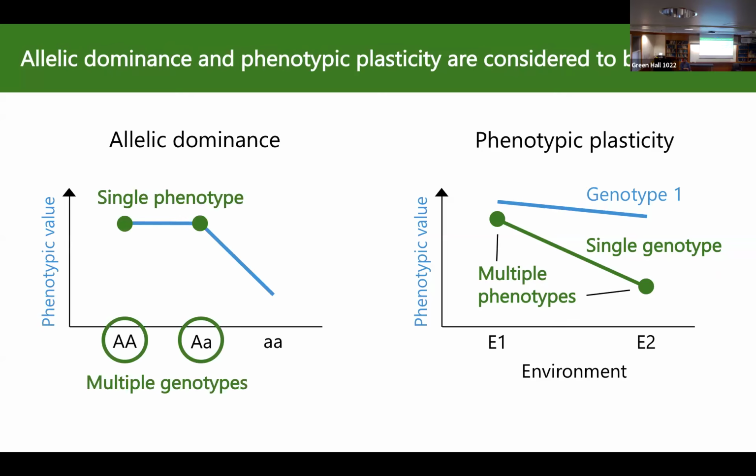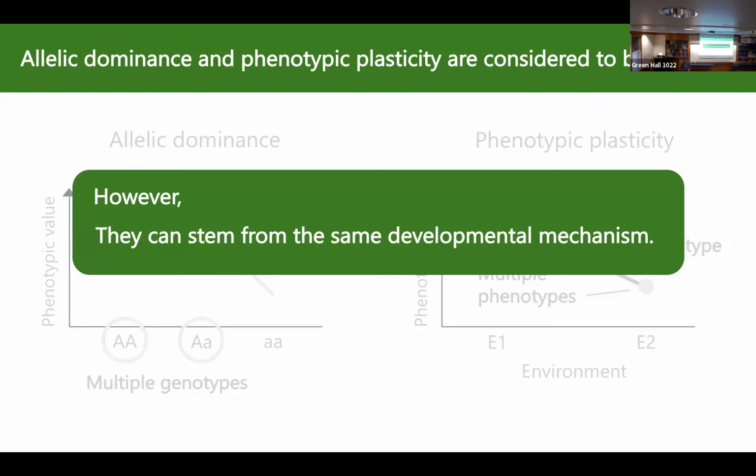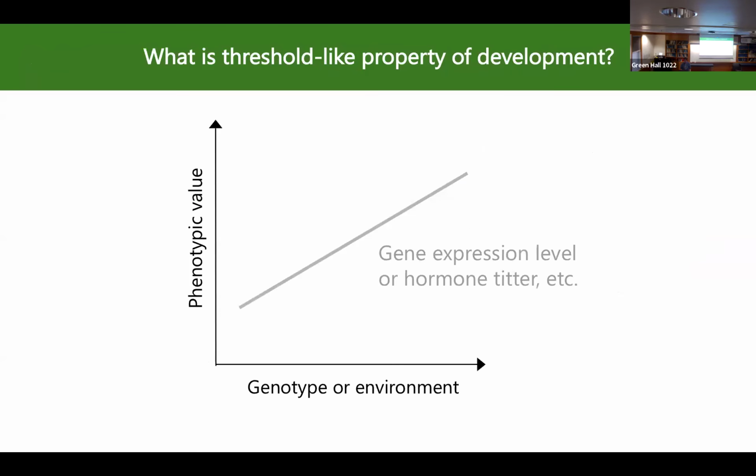And when allelic dominance and phenotypic plasticity are compared, the relationship between the genotype and the phenotype sounds like a reversed relationship, because for allelic dominance, multiple genotypes can create a single phenotype. On the other hand, for phenotypic plasticity, a single genotype can create multiple phenotypes. However, they can stem from the same developmental mechanism.